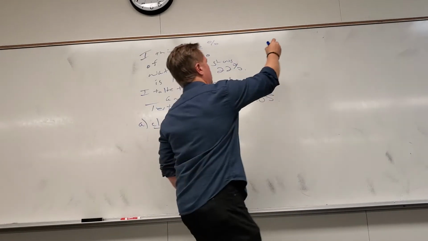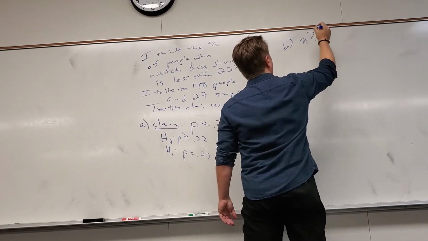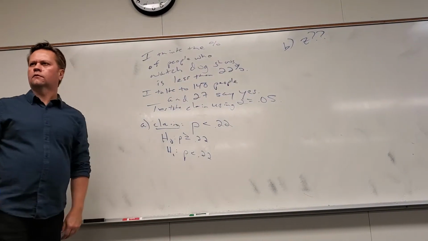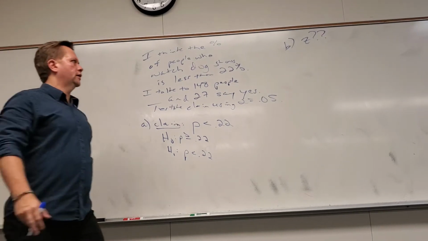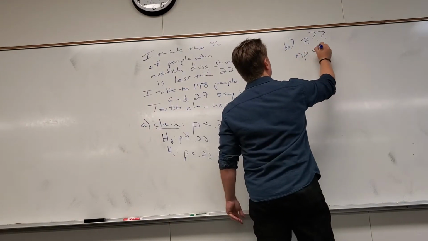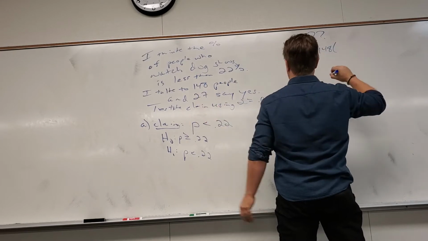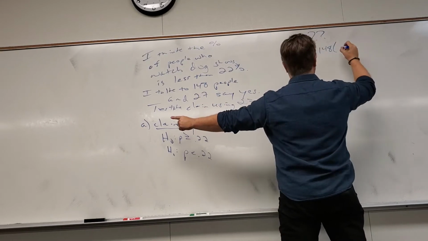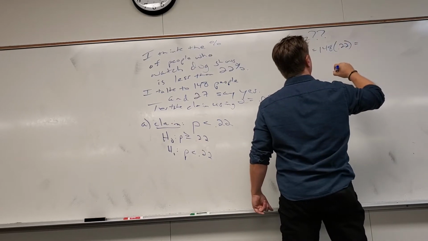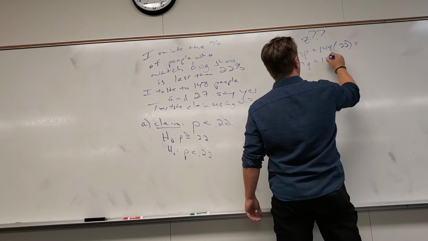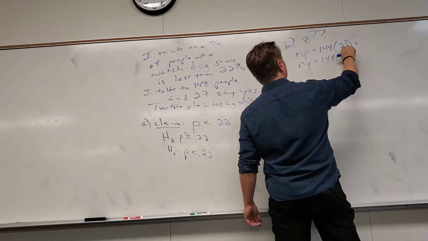Right, and then what do I have to check to make sure I can use z-scores? NP and NQ. I like it. So what's N times P? What's N? 148. What's P? 0.22. And NQ, what's Q? 78.